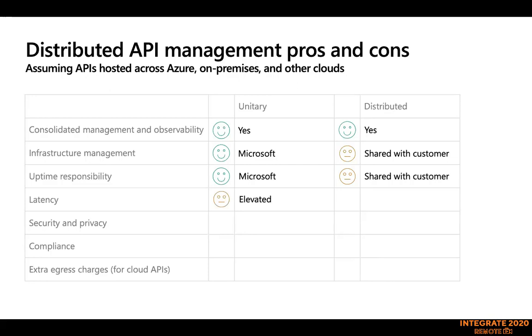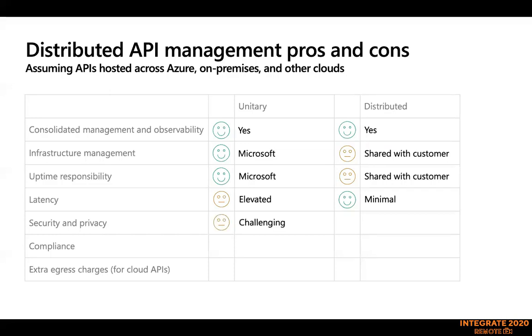From the latency perspective, obviously, as you can see in the unitary case, the calls have to always go through the cloud instance, which is not optimal, and so leads to elevated latency. In the case of distributed API management, calls go directly to where the APIs are located. They take the shortest path, and therefore the latency is minimal and optimal.